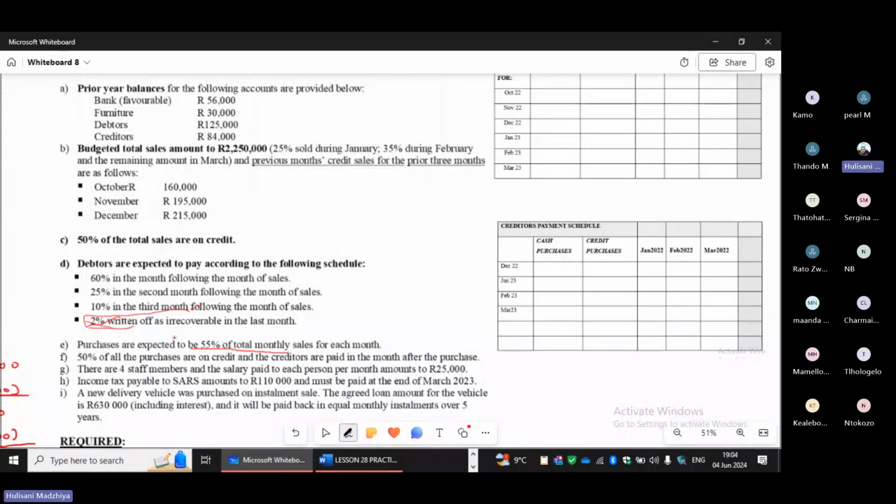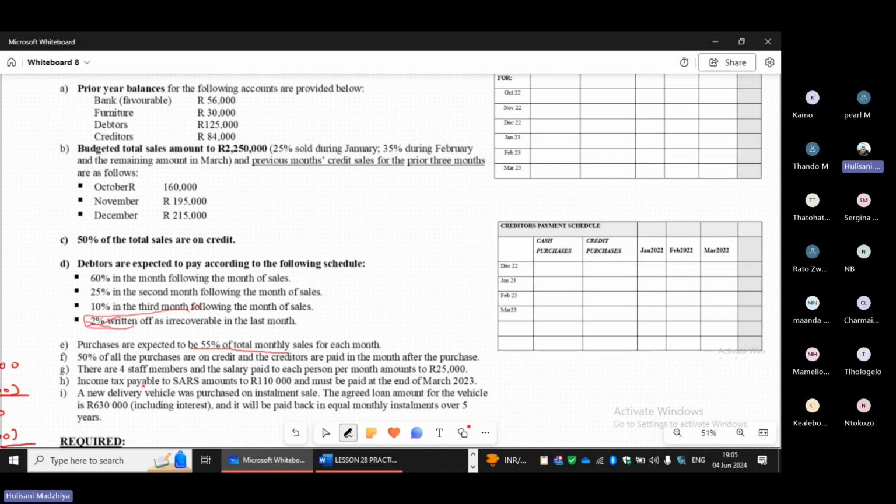So here we need to calculate the purchases, which is 55% of total monthly sales. Meaning that if we're taking a look at January, 55% of the total sales of January is equal to purchases. And out of that purchases of 55% worth, 50% of it is credit purchases, and the other 50% is cash purchases.